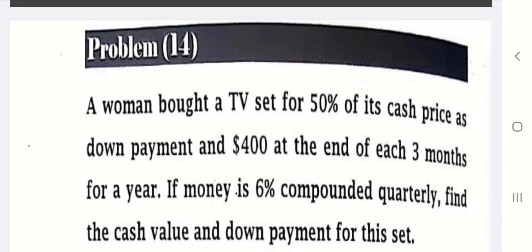Problem number 14. A woman bought a TV set for 50% of its cash price as a down payment and $400 at the end of each 3 months for a year. If money is 6% compounded quarterly, find the cash value and the down payment for this set.